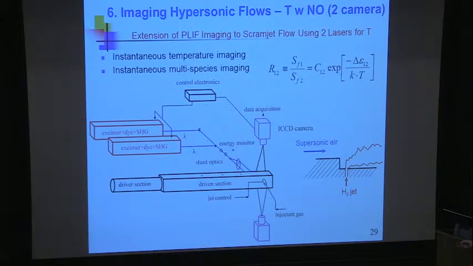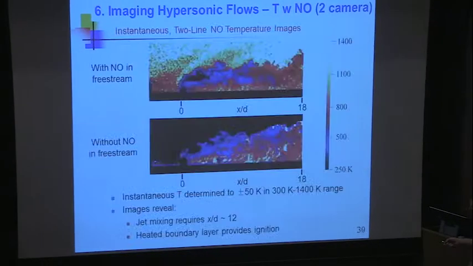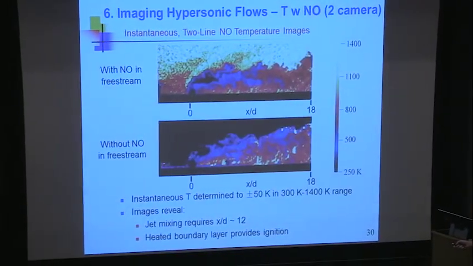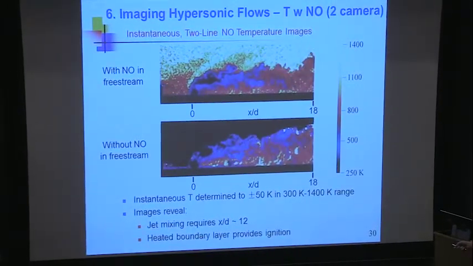I had another student who was interested in measuring temperature, and he was going to use the temperature ratio using nitric oxide. Now it took 2 lasers, 2 cameras, lots of electronics, and the goal was to look at the temperature in this flow field. Supersonic air, hydrogen jet is kind of the same problem. Here's the backward-facing step, it's called. I think these were the world's first instantaneous temperature images in a flow like this.